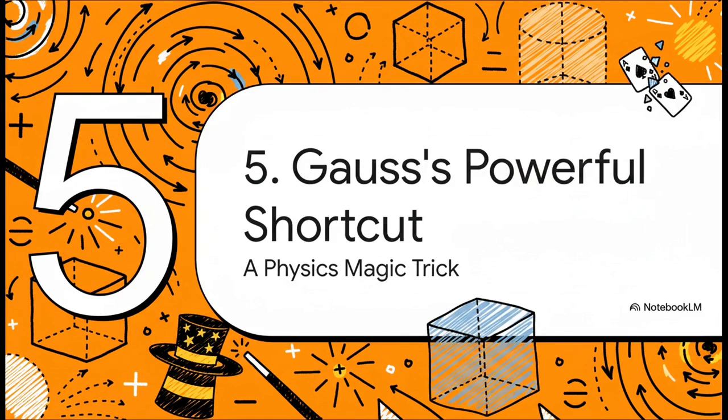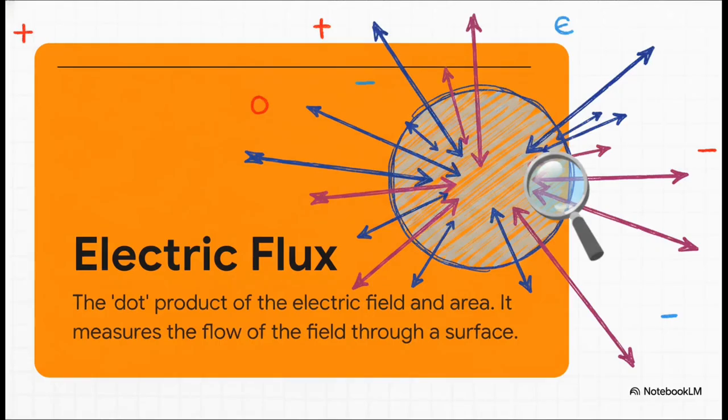Okay, so now that we can picture these fields, let's talk about an incredibly powerful shortcut. It's a tool that lets us figure out fields in really complicated setups, and honestly, it almost feels like a magic trick. But before we get to the trick itself, we need one last piece of the puzzle, a concept called electric flux. The easiest way to think about it is to imagine the field lines are like falling rain, and flux is just asking how much rain is passing through a surface, like your window. The more field lines that poke through that surface, the more flux you have.